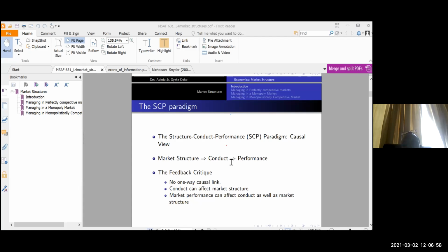So performance can affect conduct, and conduct can affect structure. And performance can also affect market structure directly. Some firms are so well performing that at the end, the others cannot compete with them, so they become a monopoly. So market performance can affect both conduct as well as market structure.